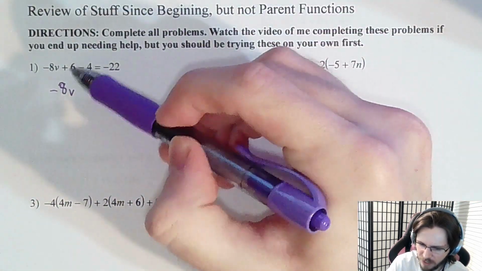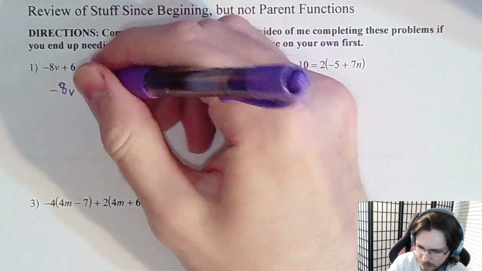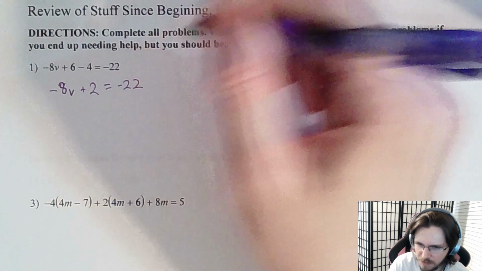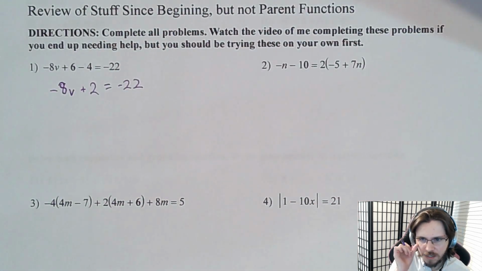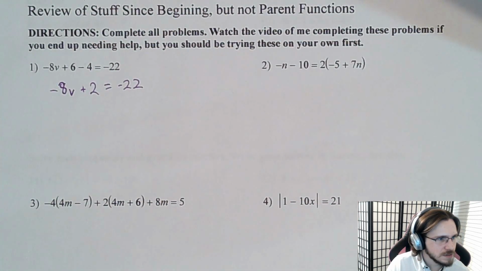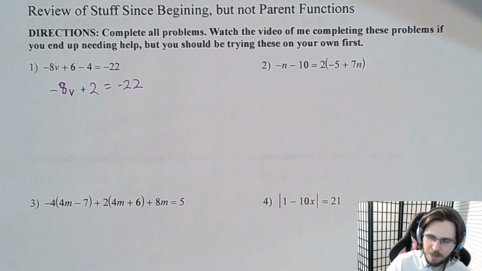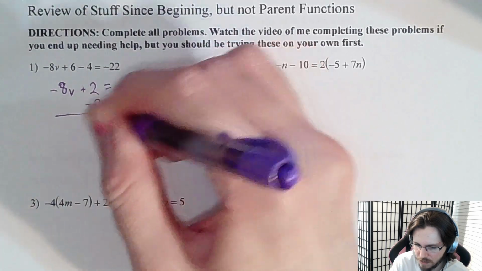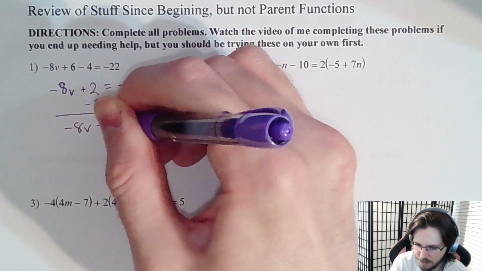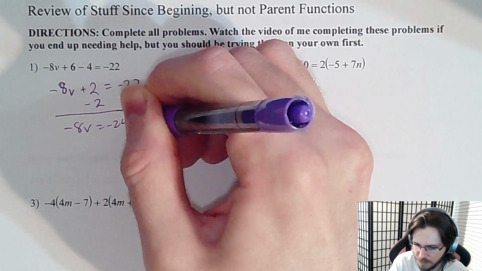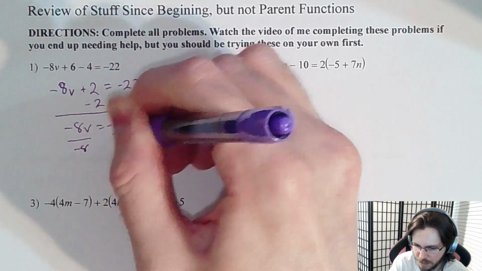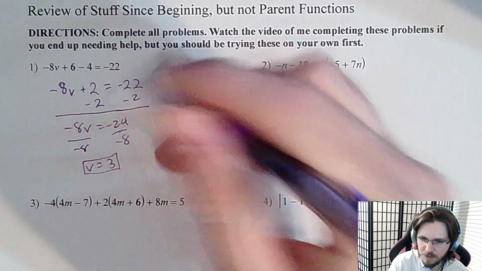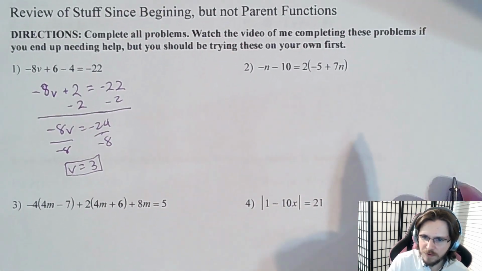So we have negative 8v plus 6 minus 4 is going to be plus 2 equals negative 22, because we are adding those like terms. Then we need to use a reverse PEMDAS to solve. Subtract 2 on both sides. It's negative 8v equals negative 24. And divide both sides by negative 8. And we'll get a nice v equals 3. Not too bad for that first problem.